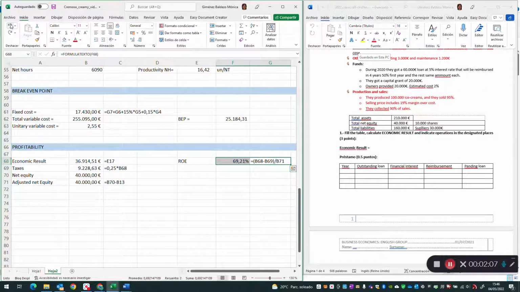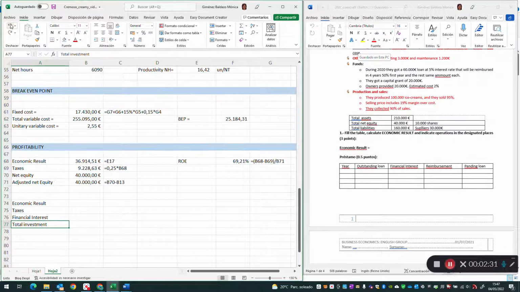Let's go now for the variables of the return on assets. You're going to need the economic result and taxes again. And this time we're going to need the financial interest. So we need the financial interest. And on the bottom part, we have to use the total assets or the total investment or the total liabilities. Okay, so it's going to be the total investment. And then we have to calculate the net investment. So we have the economic result, we have taxes, we just did it. We have the financial interest. This is also in the table.